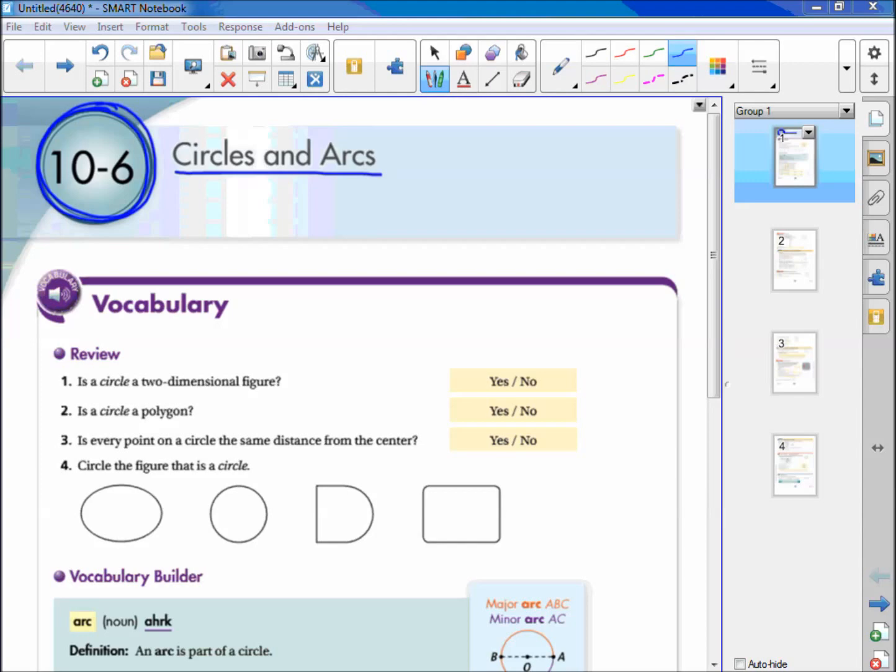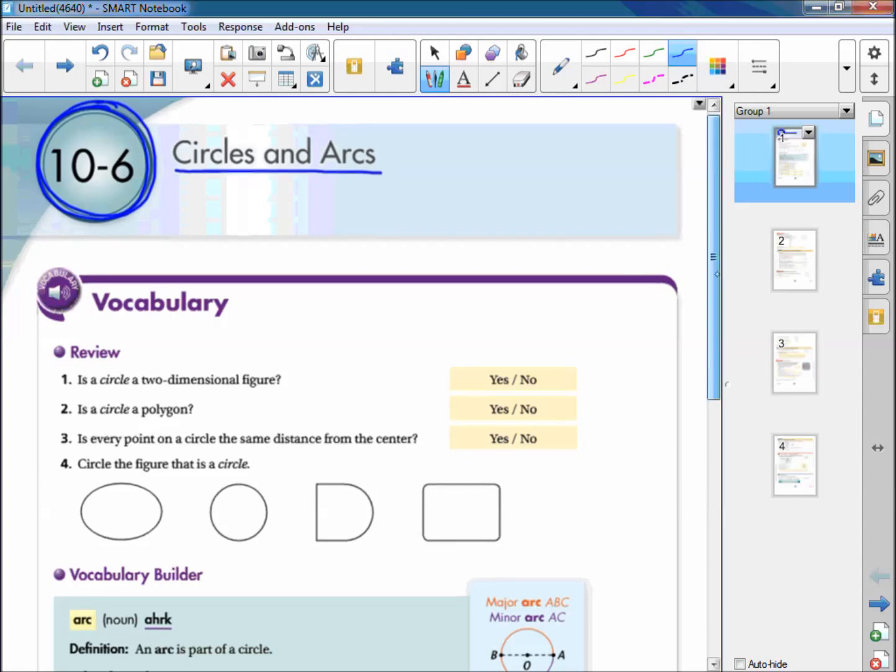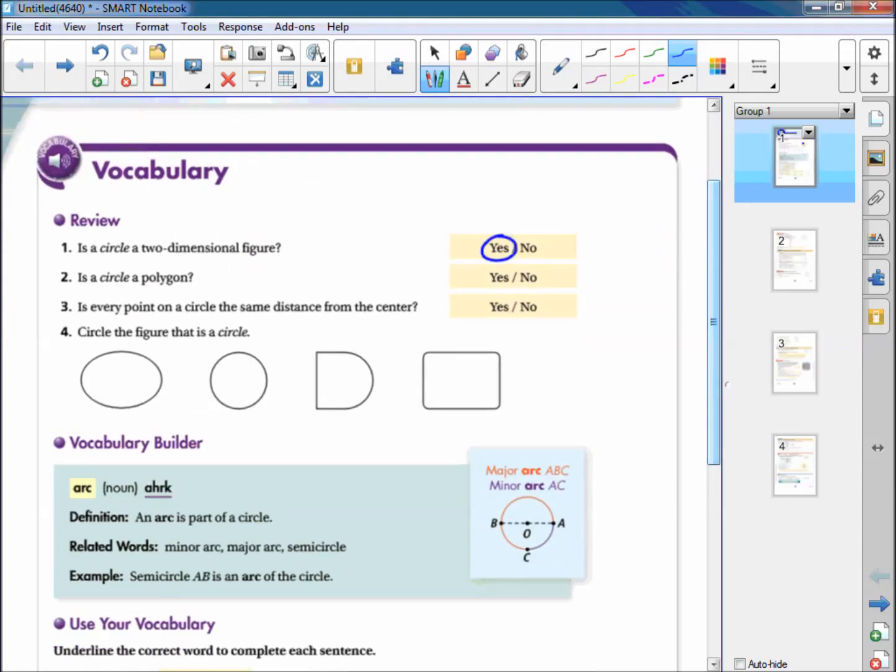Is a circle a two-dimensional figure? And this should be yes, has length and width but no height, so we couldn't find the volume of a circle. Is a circle a polygon? And this should be no, okay. Is every point on a circle the same distance from the center? And this should be yes.